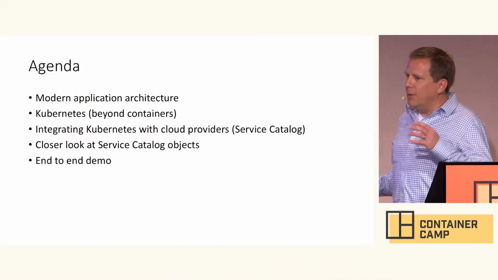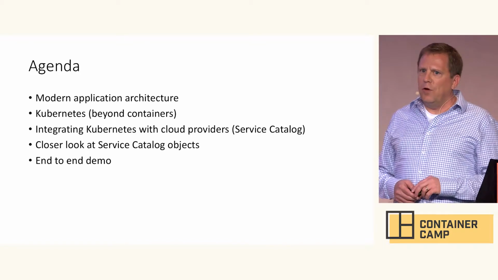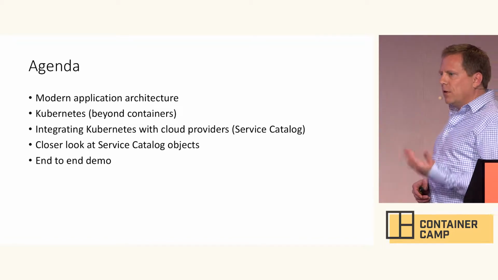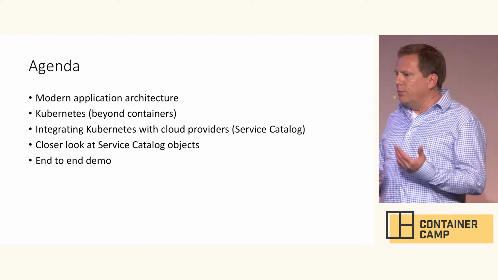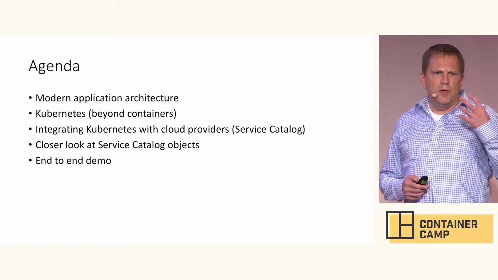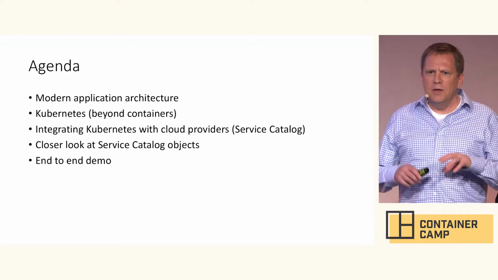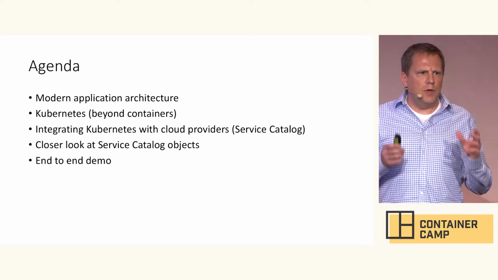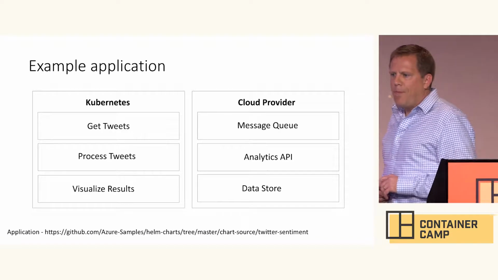Real quick on the agenda, we're going to first talk about modern application architecture, really lay out the problem statement that I intend to solve with this talk. Talk a little bit about Kubernetes, integrating Kubernetes with cloud providers. We're going to take a close look at how Service Catalog manipulates Kubernetes, or the objects that it creates in Kubernetes. And then I've got a couple end-to-end demos.